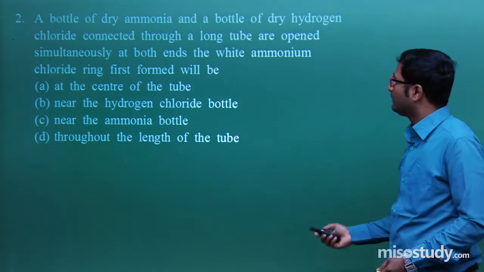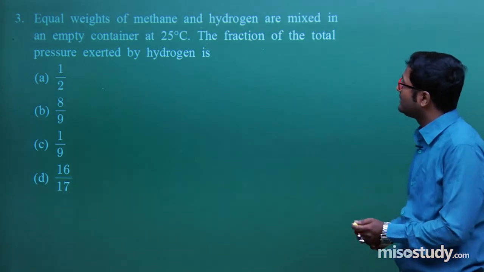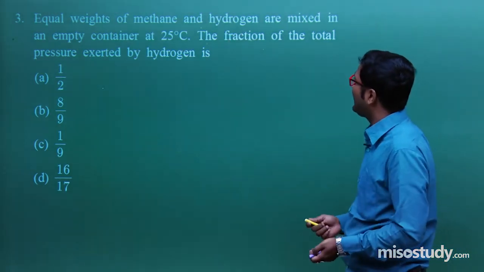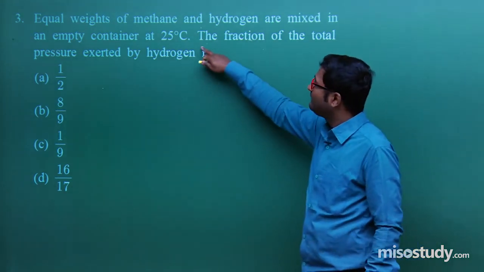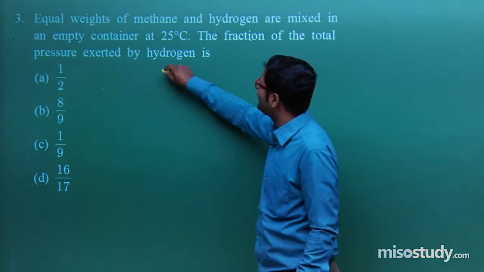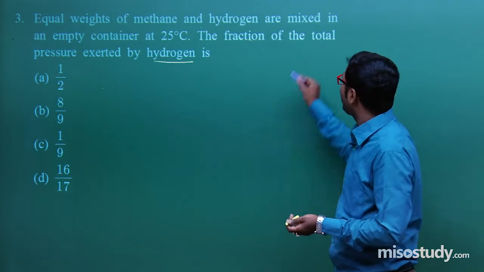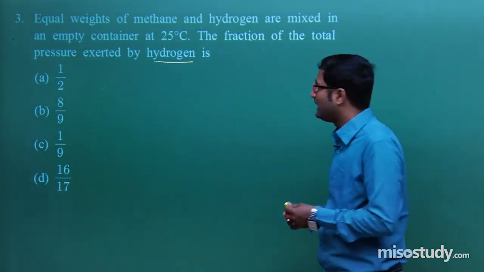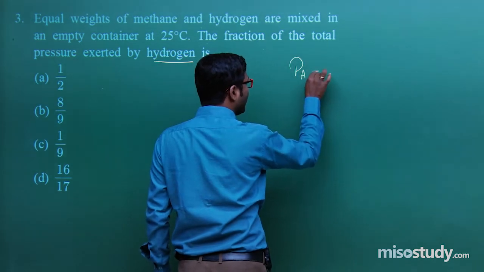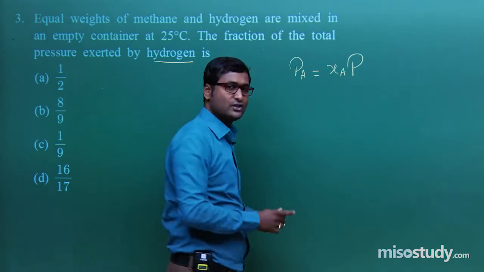Now move to question number 3. Now what does this question say? Equal weights of methane and hydrogen are mixed in an empty container at 25 degrees Celsius. The fraction of the total pressure exerted by hydrogen, that is, we have to consider hydrogen, that is the fraction of the total pressure. Clear? As we know, partial pressure of any substance A is equal to mole fraction of A into total pressure.